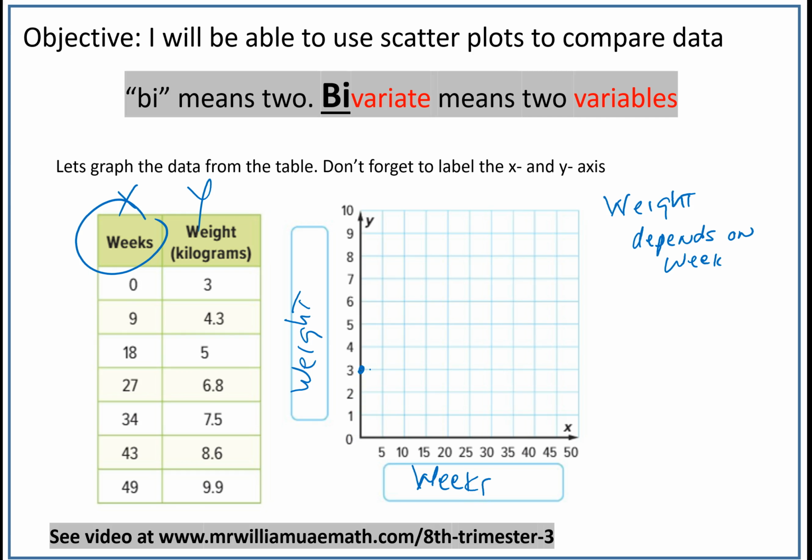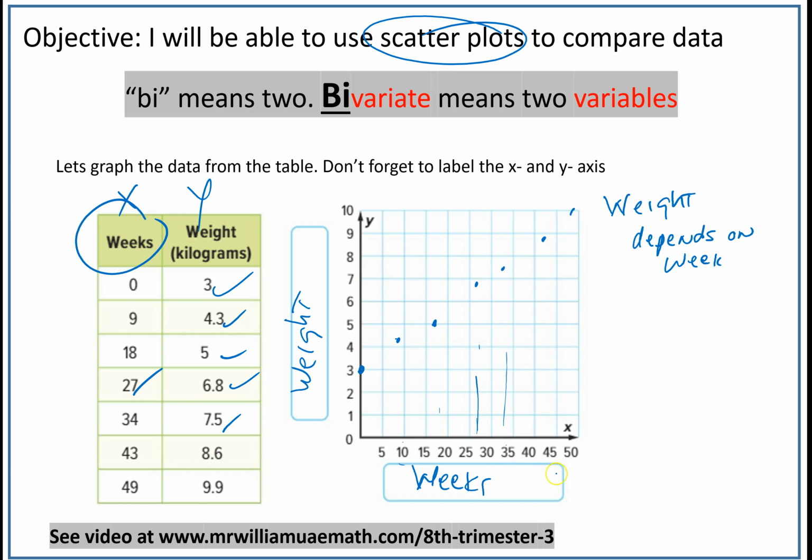0 weeks, 3 kilograms. 9 weeks is about right here, 4 3/10. 18 weeks is 5. Now, one thing about a scatter plot is that it doesn't have to be in a straight line. It just is what it is. 27 is 6 8/10. That's about right here. 34 is 7 1/2. 43 weeks is 8 6/10. And 49 is 9, really close to 10. Again, we're not looking for a straight line. We just want to label it.